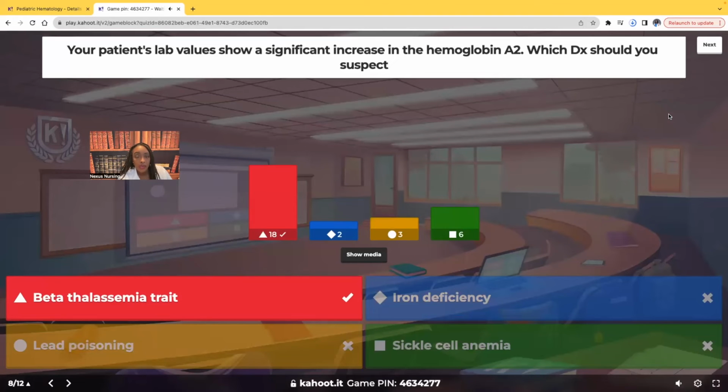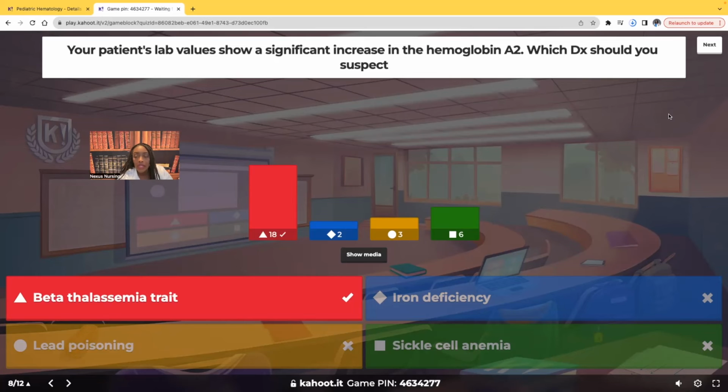Very good. You would suspect beta thalassemia trait. Now, this is also known as beta thalassemia minor. Now, this is not the disease, this is the trait. So you'd expect to see that patient have those mild symptoms of anemia, such as pallor, weakness, fatigue, poor appetite.